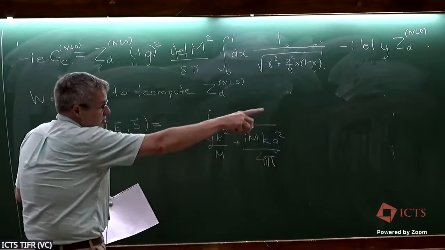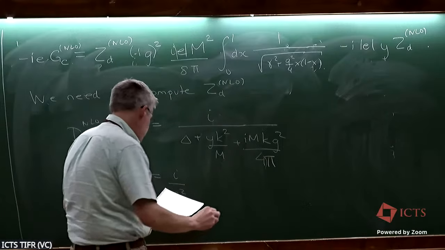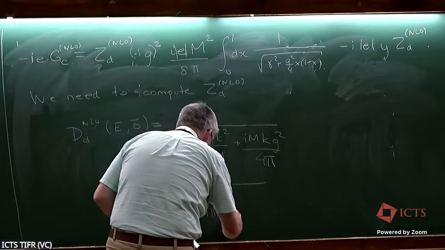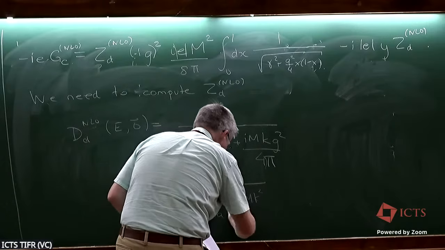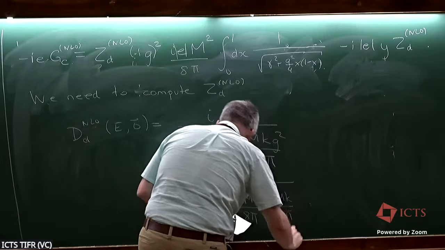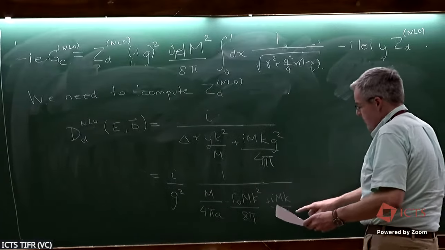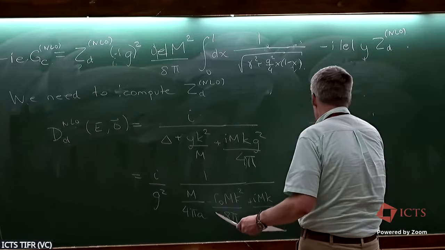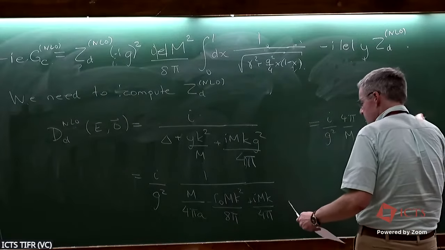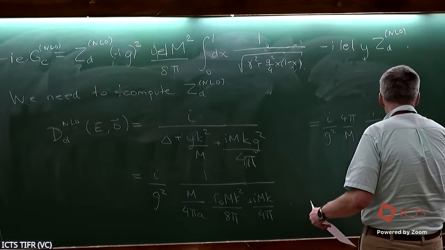So I can use those relations that I have reserved over there to pull out, if I pull out a factor of g squared, I can write this as 1 over m over 4 pi, 1 over a minus r0 k squared over 2 plus i k. Just to make the pole structure explicit, this is 1 over a minus r0 k squared over 2 plus i k.